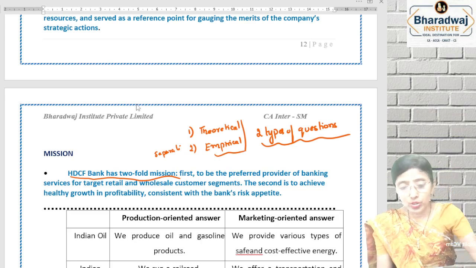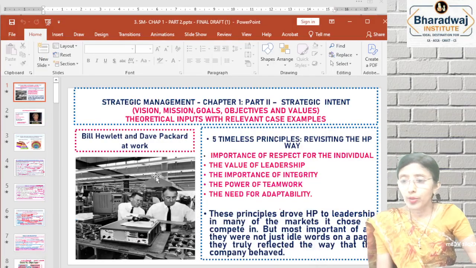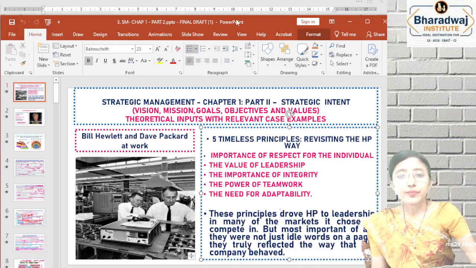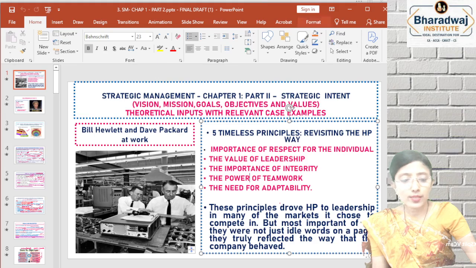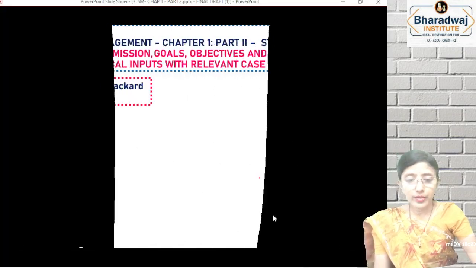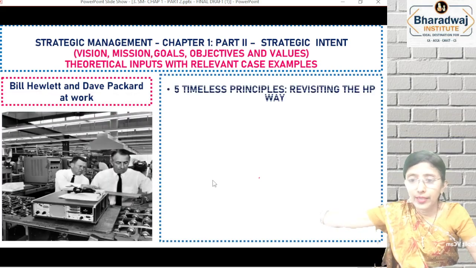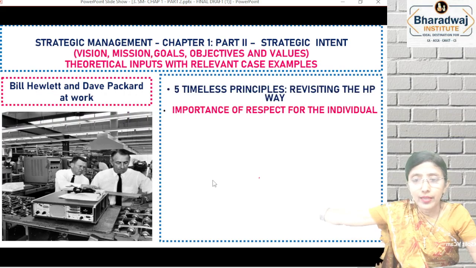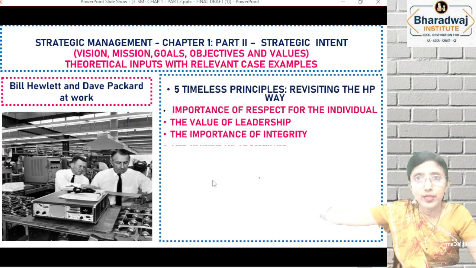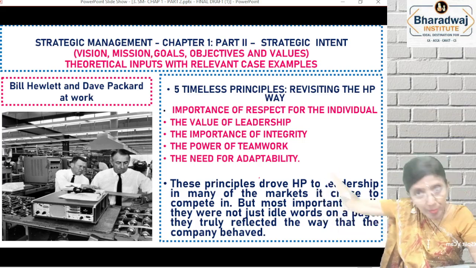Okay, so I will show our slides also, what we discussed in part 2. See how we began. This is our part 2, my dear students. For you to remember, just look at this. Please look at what we have done. See, Hewlett and Packard. Bill Hewlett and Dave Packard. That's why it's called as HP. 5 important. So this is going to be a separate question.